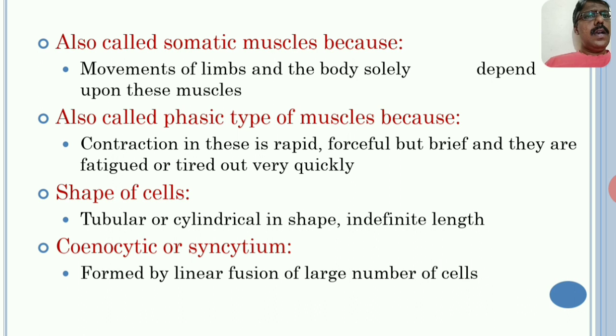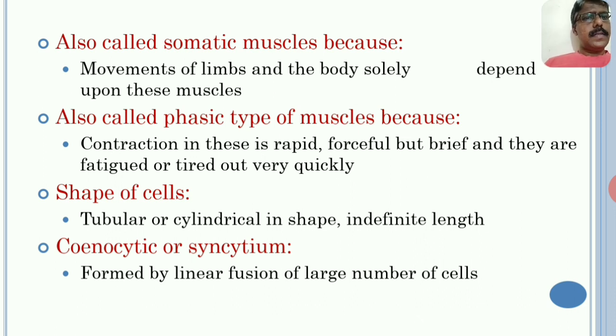Next, they are also called somatic muscles because movements of limbs and the body solely depend upon these muscles. They are also called phasic type of muscles because contraction in these is rapid, forceful but brief, and they are fatigued or tired out very quickly.